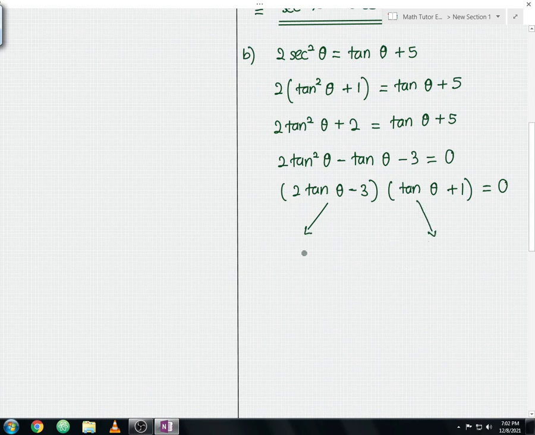Okay, so from here take a look at this left hand side. So from here your tangent theta will be equals to 3 over 2. Okay, as for the right hand side, from here you should get your tangent theta is equals to negative 1. Okay, so from here, in order to continue, you need to understand the quadrant concept, guys.